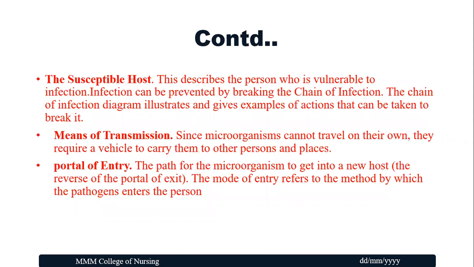Next is a susceptible host. So here, the group of people affected is babies, children, elderly people, sometimes people with a low or weakened immune system, and unimmunized persons. And this refers to the method by which the pathogen enters the person.